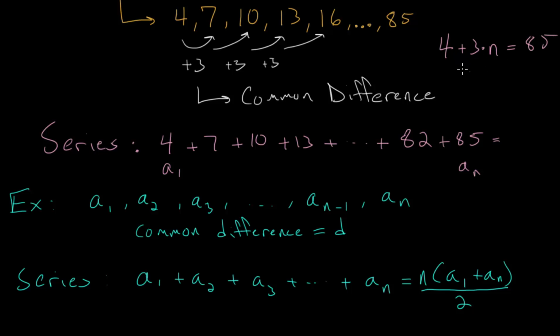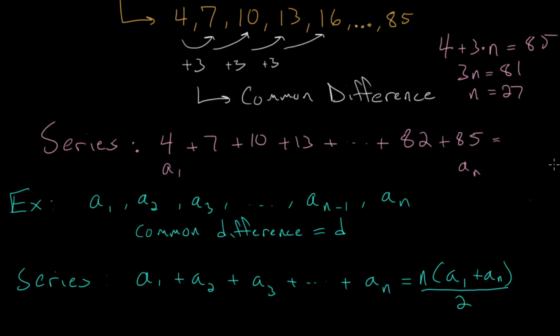So we could subtract 4 from each side, you get 3n is 81. Divide everything by 3, you get 27. And so we started with 4 and then have 27 terms after that to get to 85. So there's a total of 28 terms here. So for our case, this n value is actually going to be 28.